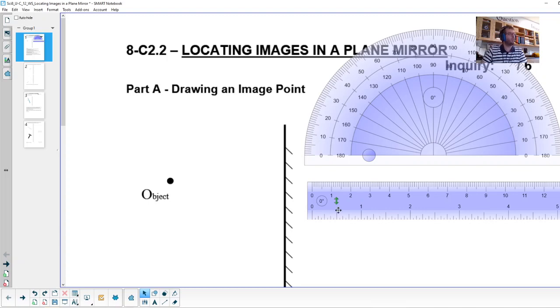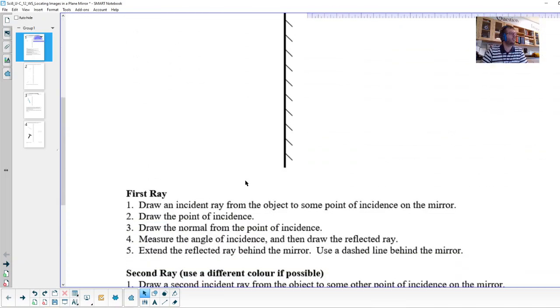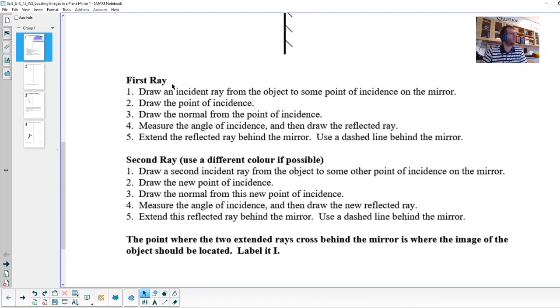Okay, so I'll go through the basic idea here. We're going to draw two rays, the first ray and then what we'll call the second ray, and you can use a different color for your second ray. It's really straightforward. I'm going to go through these step by step. We're going to draw an incident ray from the object to some point of incidence. It doesn't matter what it is. You don't have to have the same angle that I have. We're going to draw the point of incidence, draw a normal from the point of incidence, measure that angle, and then use that information to draw the reflected ray. When we draw our reflected ray, we're going to extend it behind the mirror.